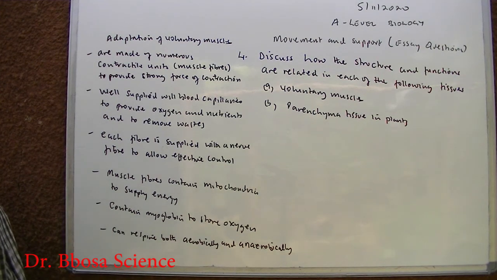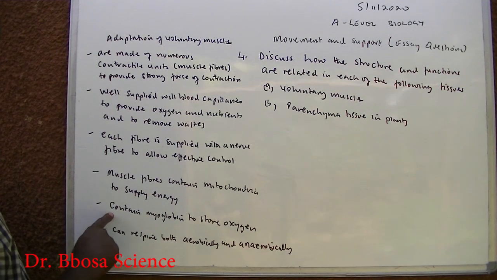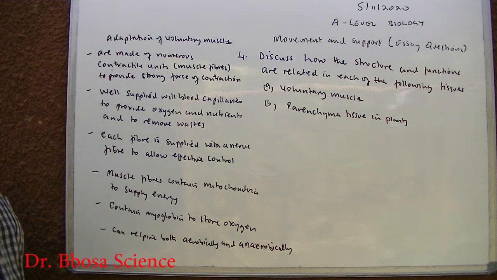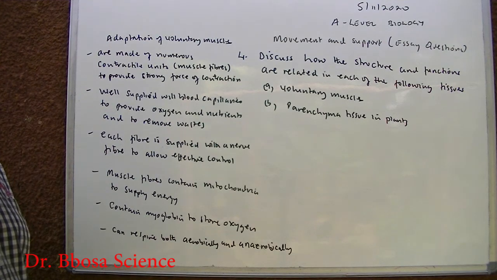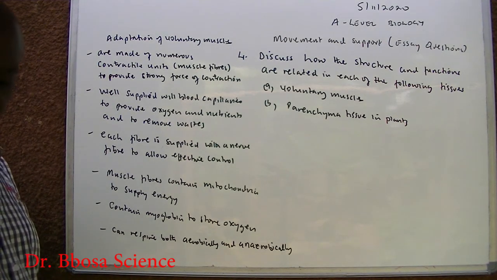Muscle fibers contain mitochondria to supply energy, contain myoglobin to store oxygen. Voluntary muscles can respire both aerobically and anaerobically. In each case, they can still carry out their functions.